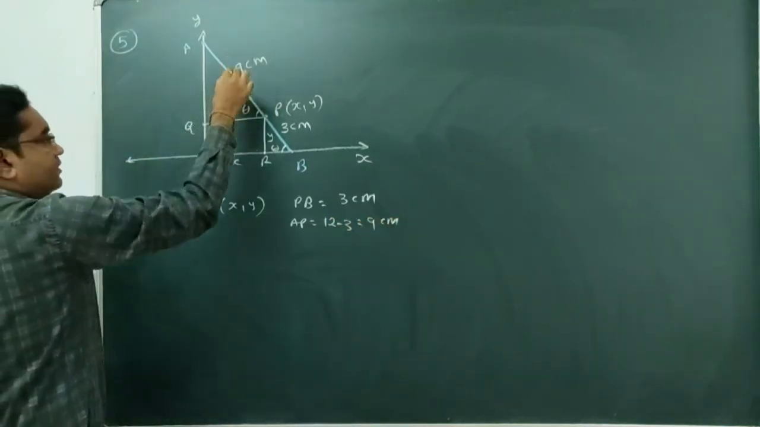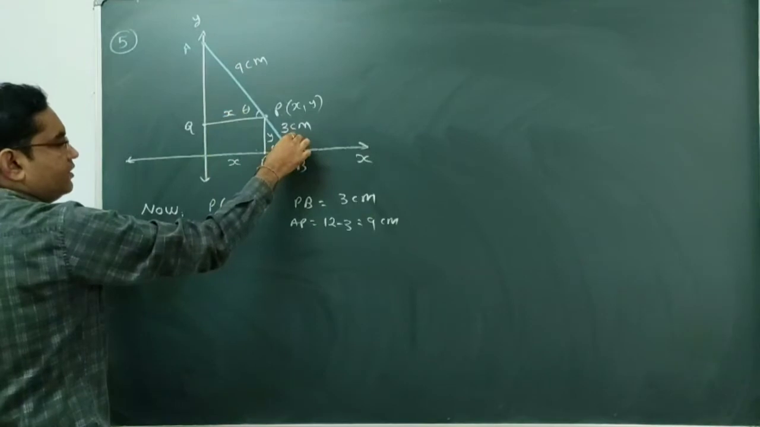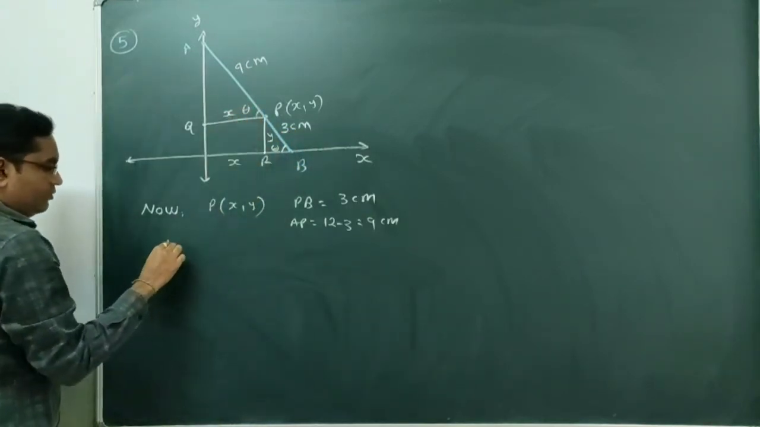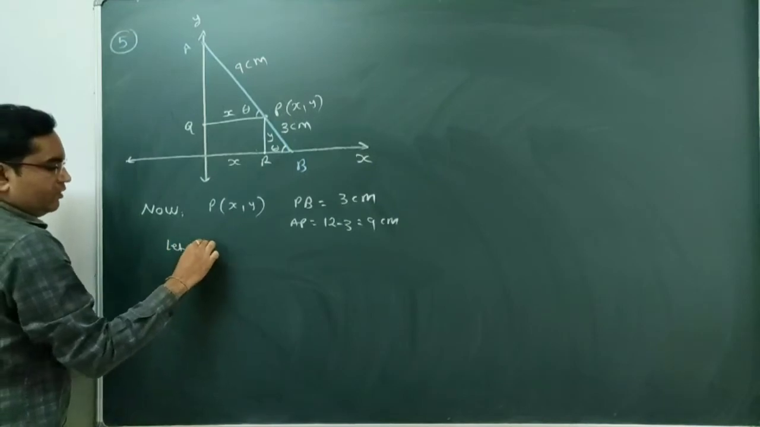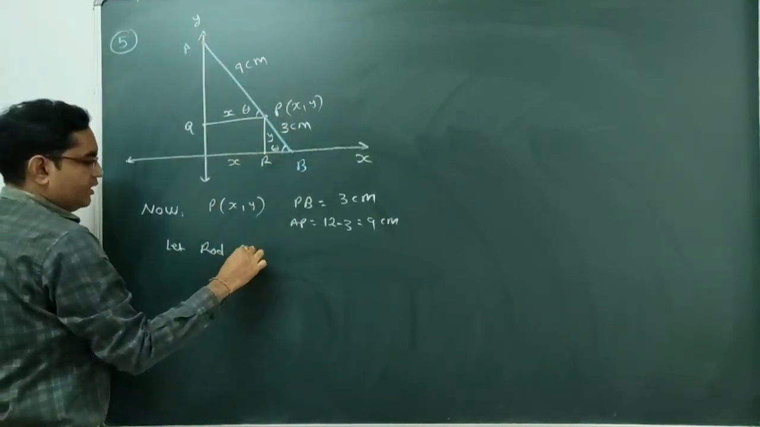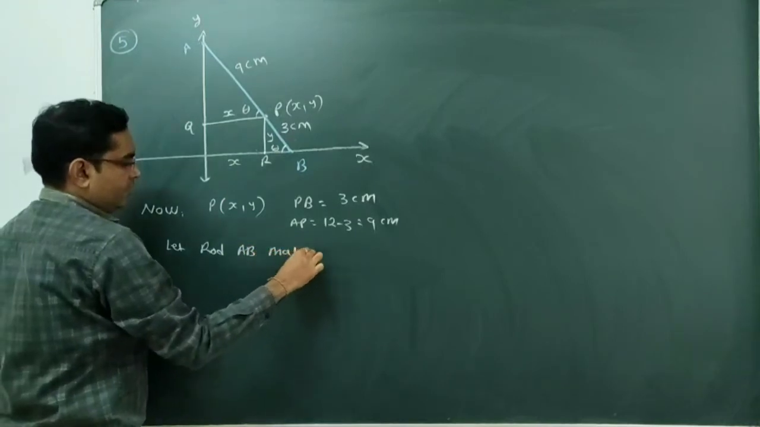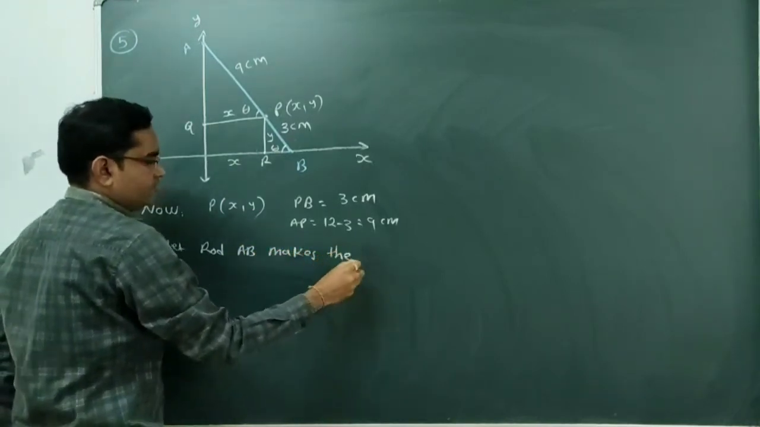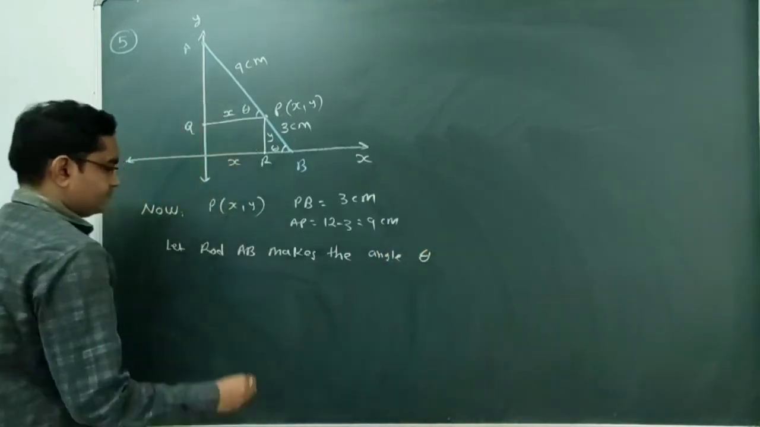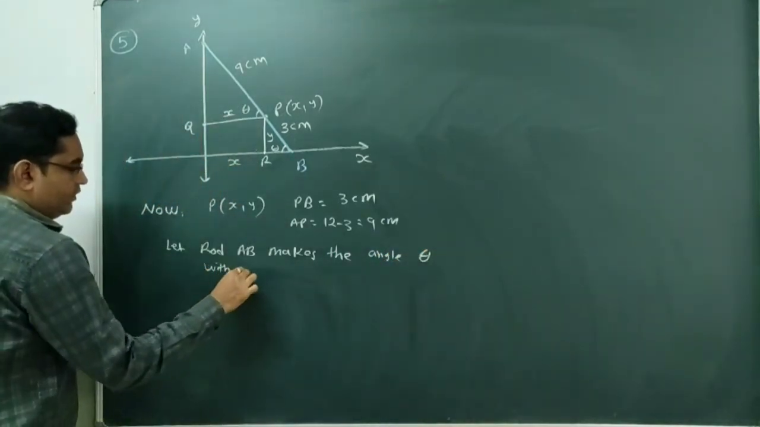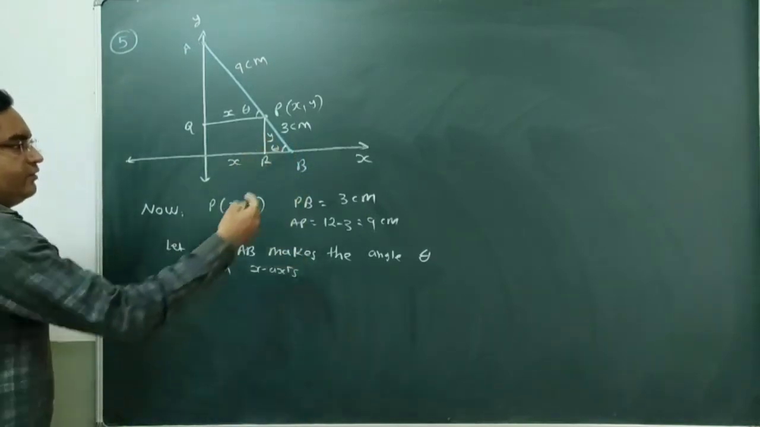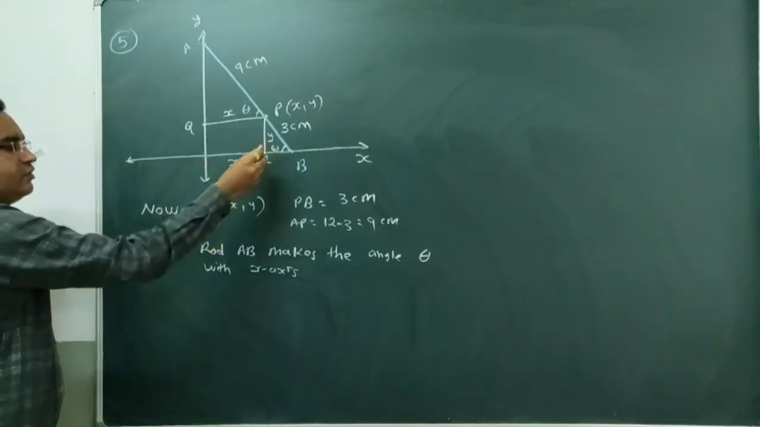So this one is 9, this one is x, this one is 3, and this one is y, and these are the angle theta. So here assume a road, which road? Road AB makes the angle of theta with the x axis, with negative direction of x axis. We have assumed this as theta.